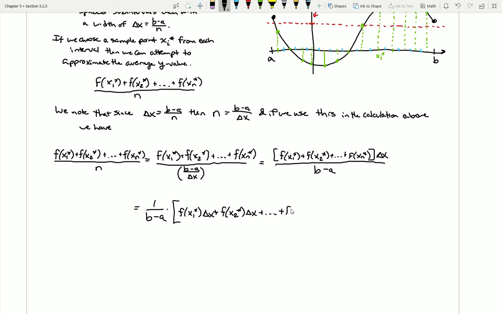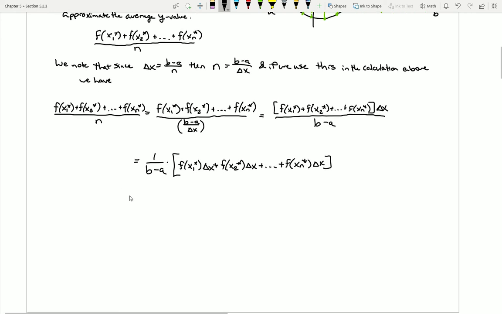This goes all the way up to f of xn star times delta x. Well, if I wanted to, since this is one gigantic sum, I could actually rewrite that much more easily using summation notation. I could say, really, all I'm doing here every single time is changing the number on the x. The number starts at 1 and it stops at n. And so I really just have f of xi star times delta x. You might start to see something familiar shaping up here.